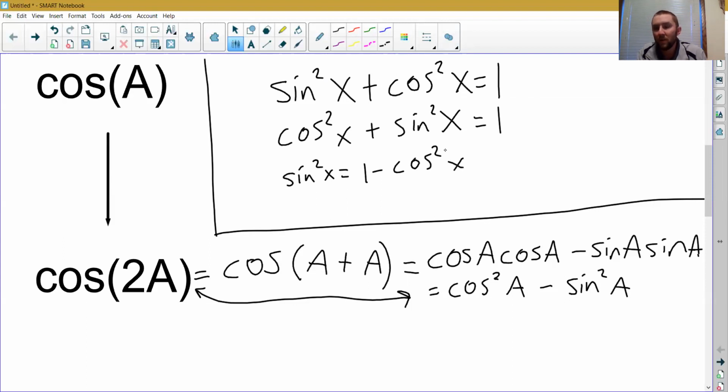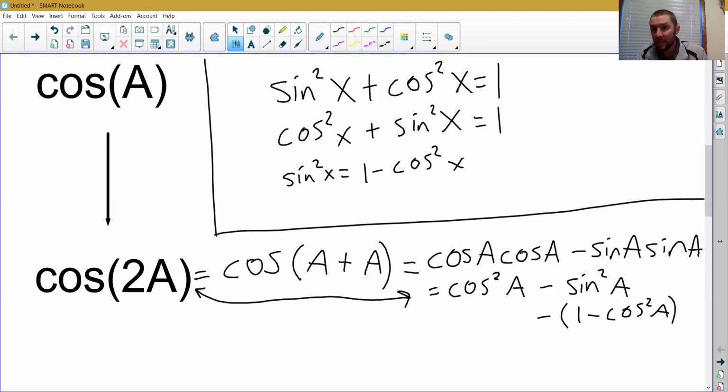Sine squared is equal to 1 minus cosine squared. So instead of sine squared A right here, what you can do is replace that sine squared with 1 minus cosine squared. Sometimes it is nice to write things only in terms of cosine or possibly only in terms of sine, and that's what this allows us to do.